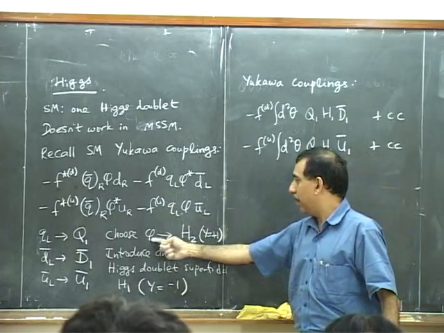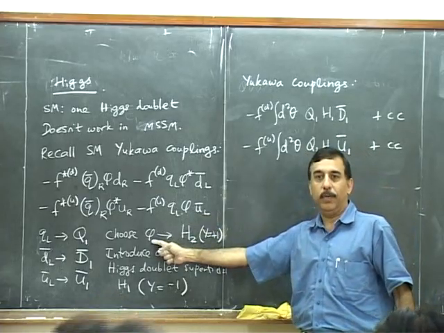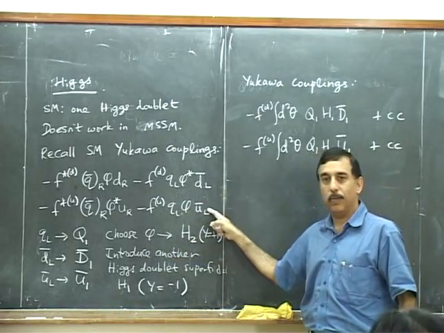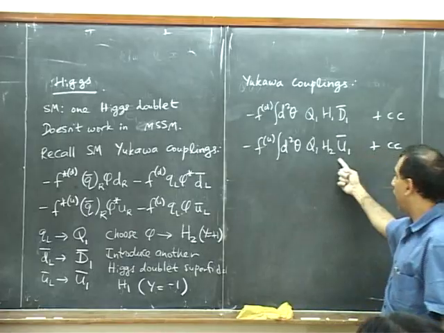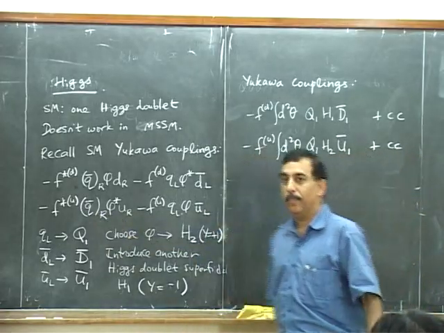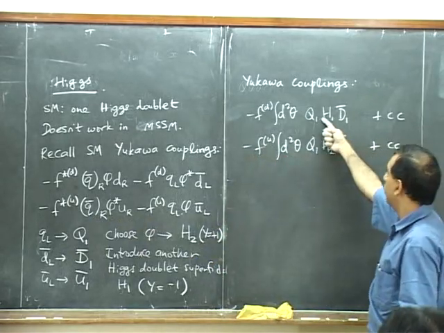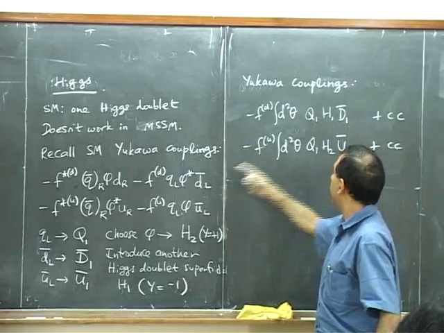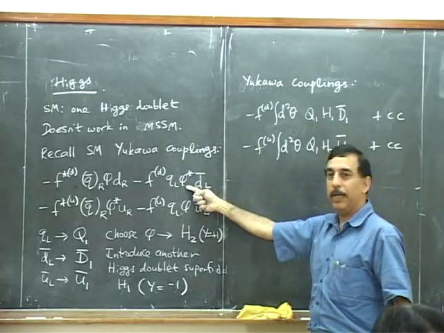Okay, H2 is the one whose scalar component is identified with the standard model Higgs, and Q1 and u bar 1 contain these quarks respectively. So that is this. c.c. is of course that term. On the other hand, here Q1 contains this, d bar 1 contains this, and H1 replaces phi star.